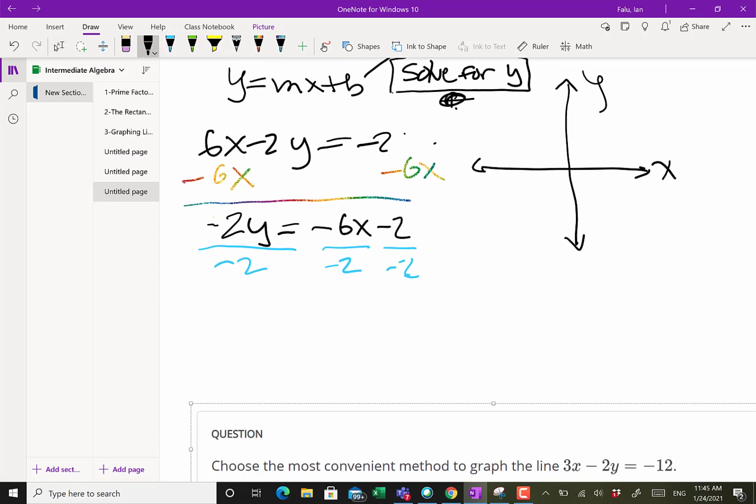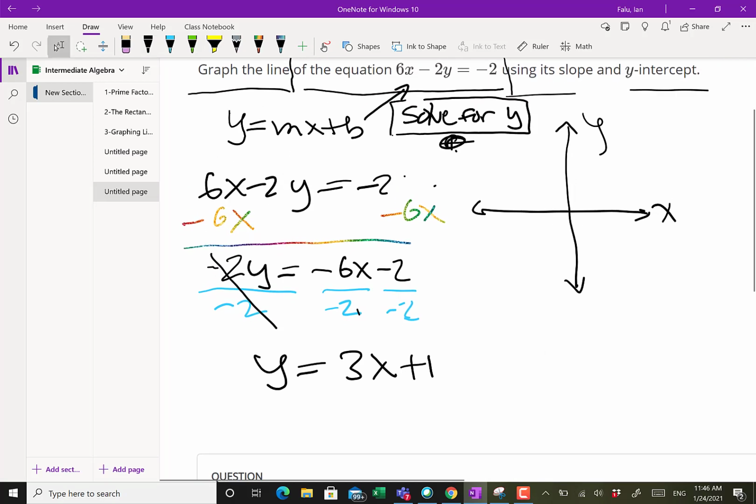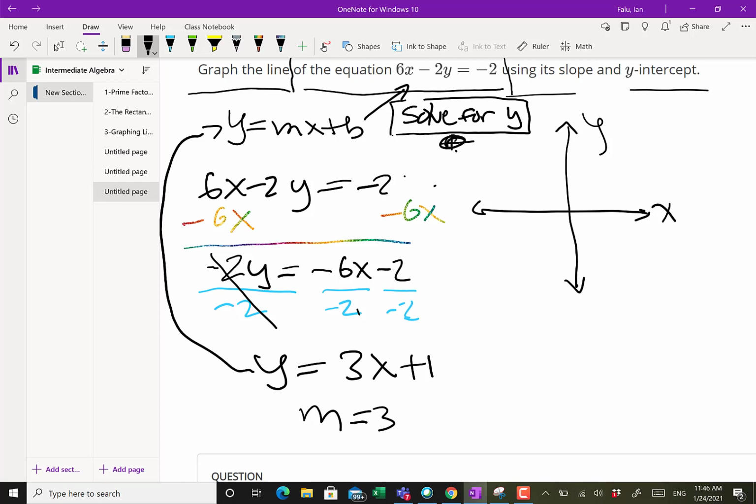So that will give me, so this cancels. So y is equal minus 6 divided by minus 2, that's 3, x, minus 2 divided by minus 2, that's plus 1. So you can see that this equation now matches what I was looking for. y is equal to mx plus b. So the slope is 3 and the intercept is 1.